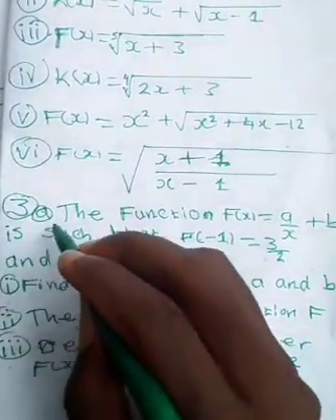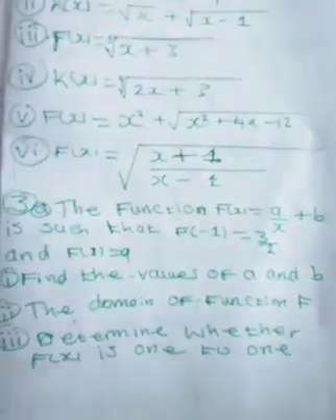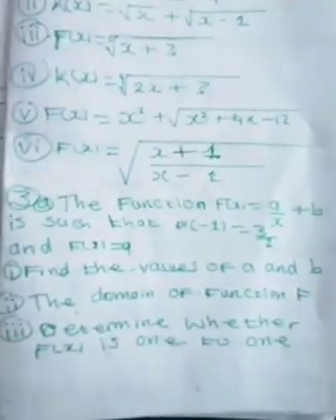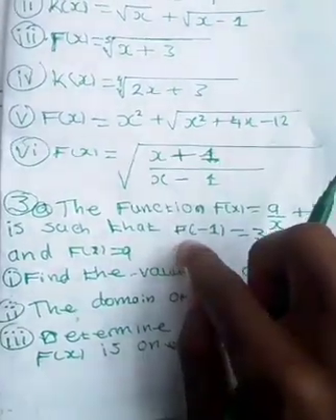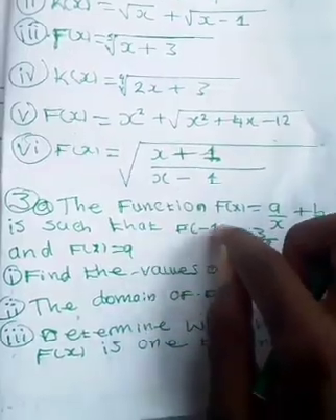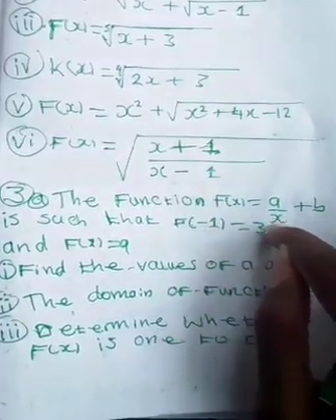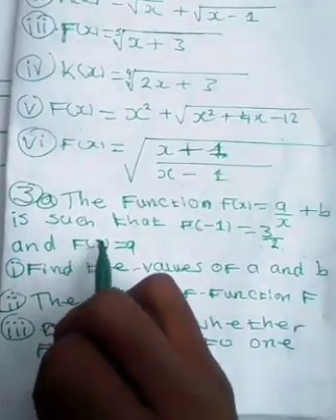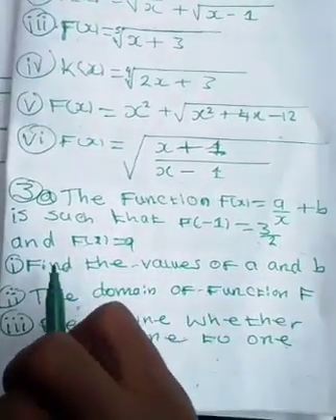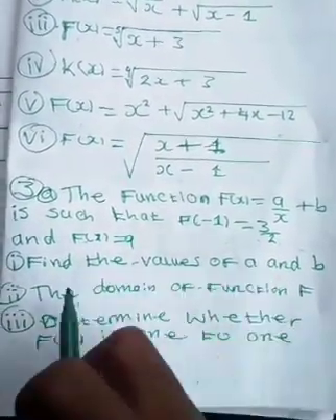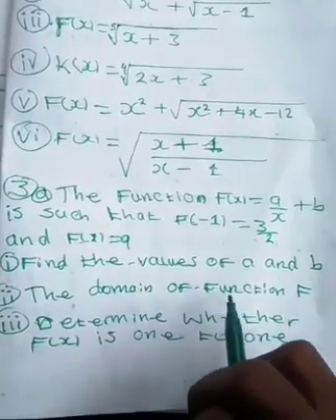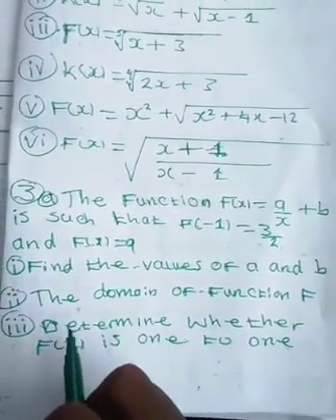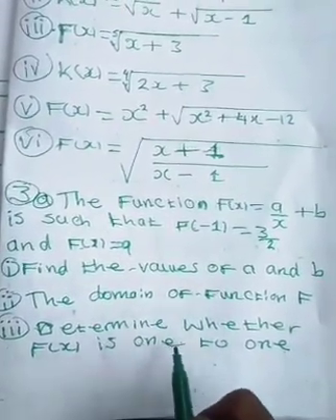Okay, so let's go to question 3. Question 3 is saying that this function is such that f of negative 1 is equal to 3 over 2, and f of 2 is equal to 9. Find the values of a and b, and then find the domain of function f. Determine whether f of x is 1 to 1.